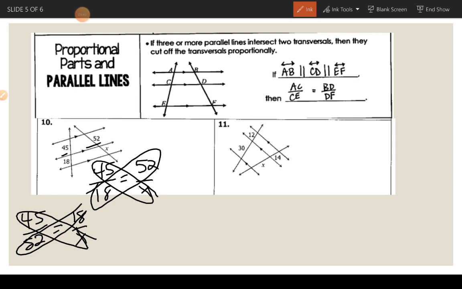Over here, if I just do 12 over 30 is equal to 14 over x. Again, I could have done 12 over 14 is equal to 30 over x. Whatever your pattern is, just make sure that it's consistent.